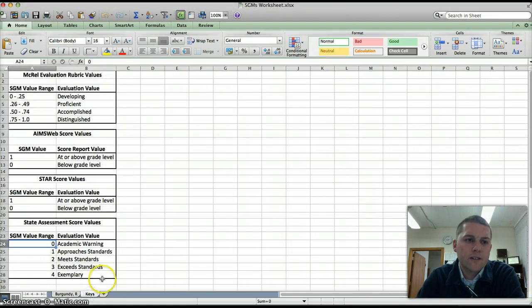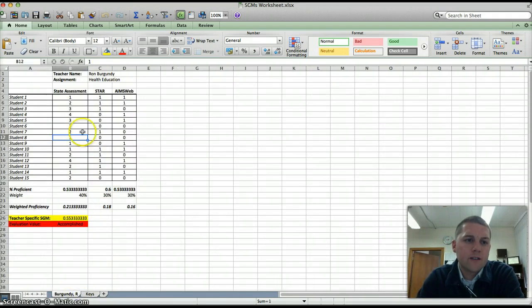Go over here to the Keys tab, and what you'll see here is some ranges for values. I'll start with the state assessment. This uses the old assessment value system, so keep in mind this could obviously all change. A 0 would be assigned for academic warning, all the way up through 4 for exemplary. So going back to the state assessment values, this student obviously had an academic warning, or excuse me, this would be approaches standards. There's no academic warnings here. Student 12 is obviously exemplary.